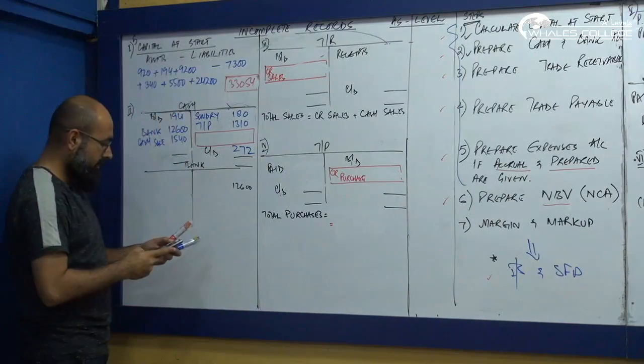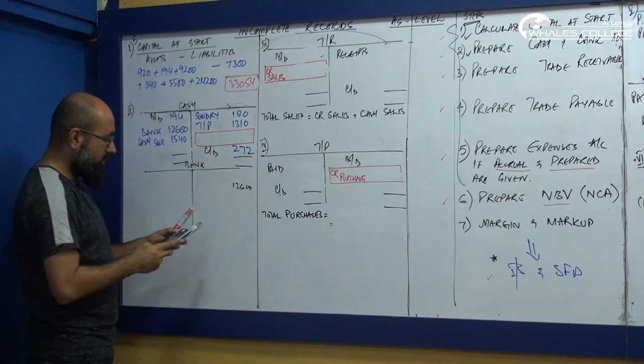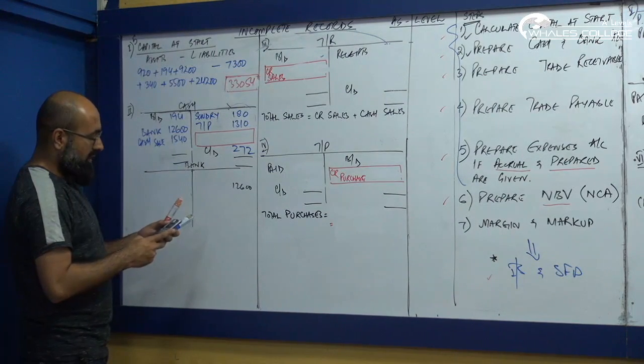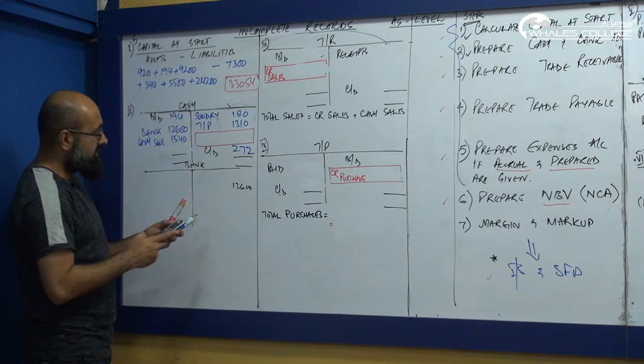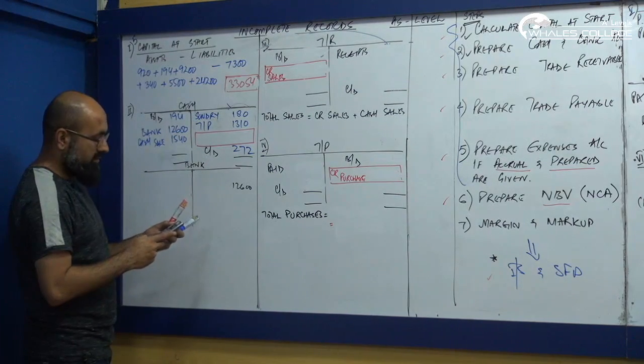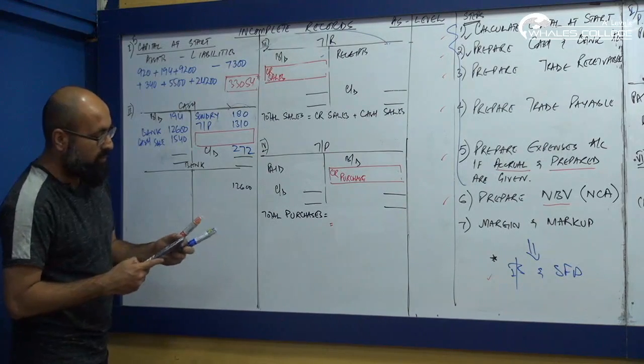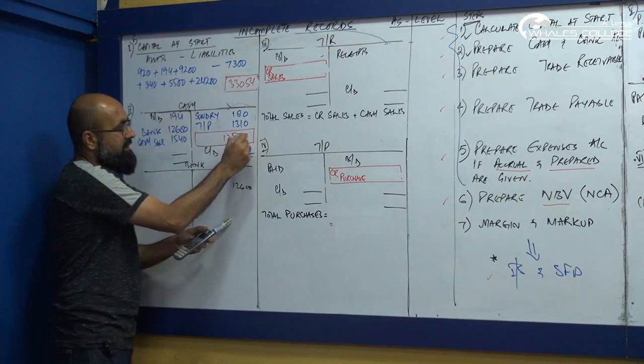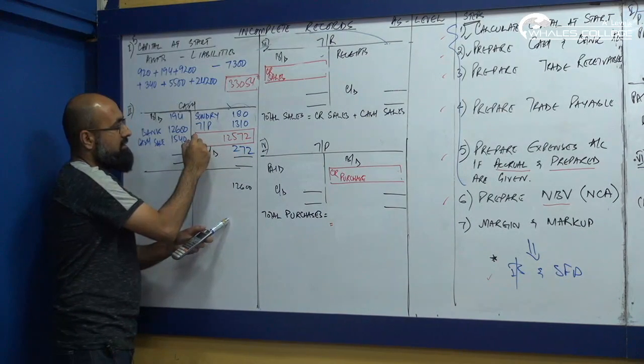Calculators. 194 plus 12600 plus 1540 minus 180 minus 1310 minus 272, which is 12572. This was the drawing, cash drawing.